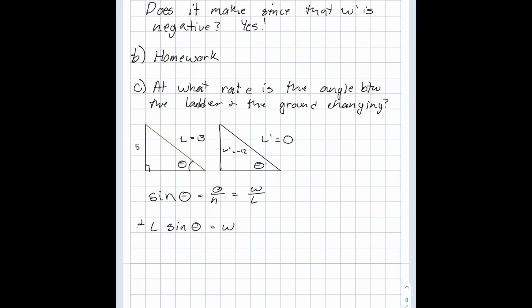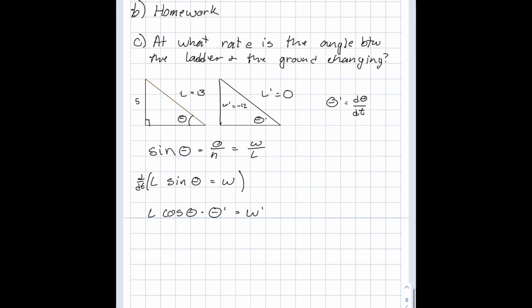Just gives you a little different relationship between the sides. So we're going to take the derivative of each side with respect to t. And remember, L is a constant here. So it's just going to say that it's going to be like L, cosine theta times theta prime, or d theta dt. Let's write that. Alrighty, and that is going to equal W prime. So we can just like plug and chug right now.